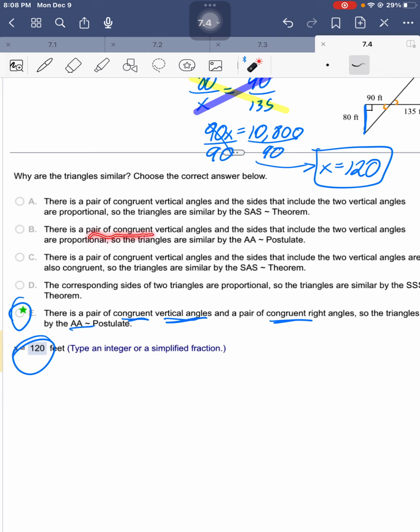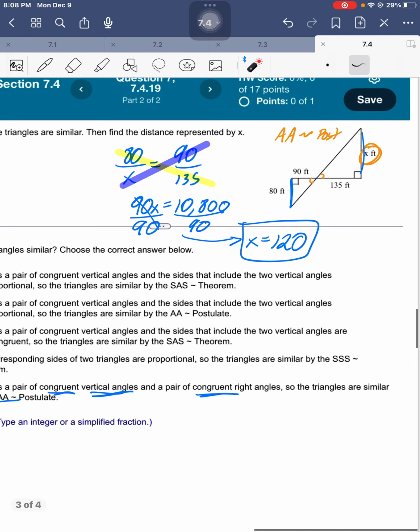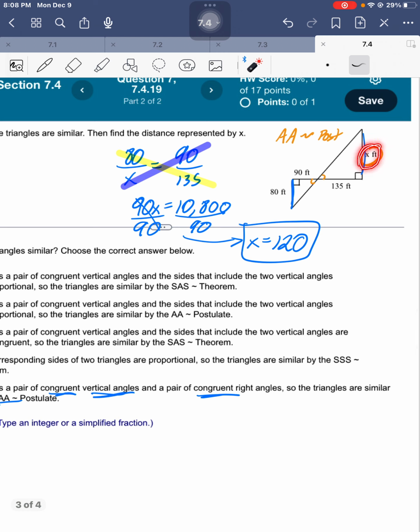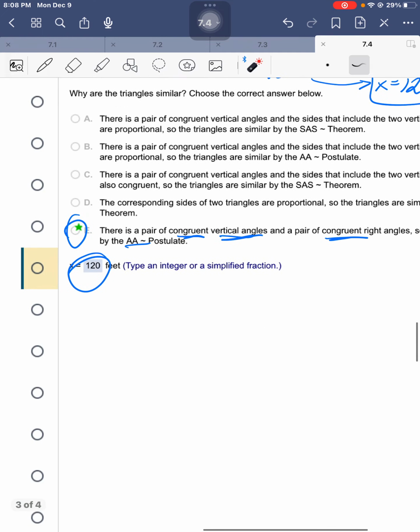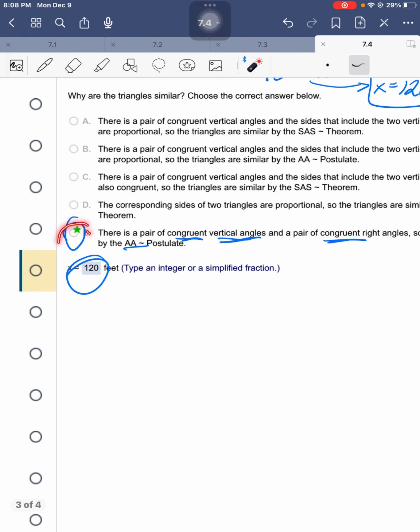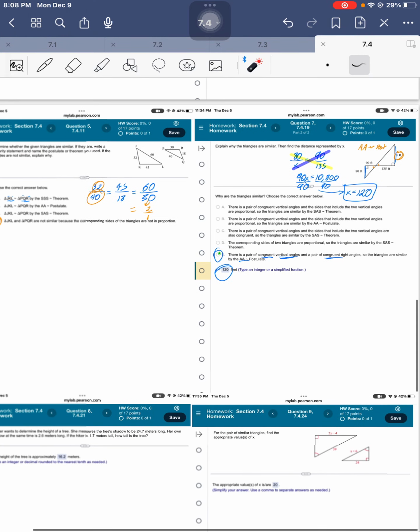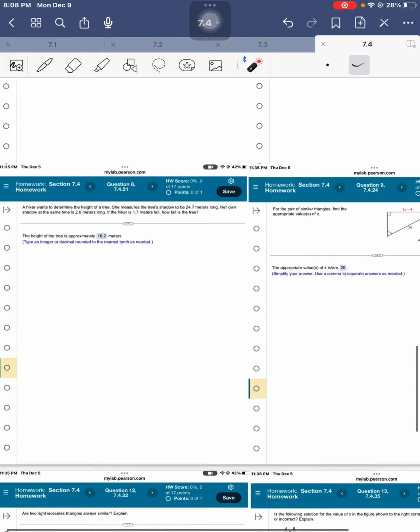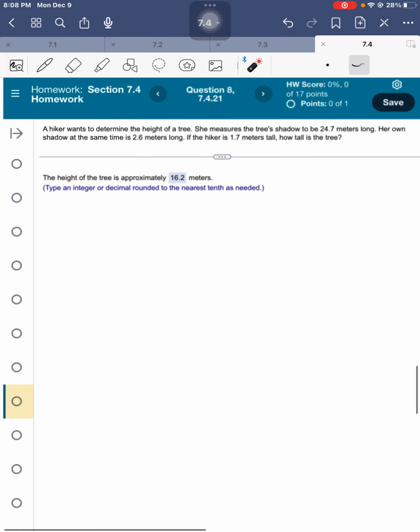Okay? So let's read this to see why it's not the correct answer. There is a pair of congruent vertical angles, okay, that's true, and the sides that include the two vertical angles are proportional. How can we know that unless we figure it out? How would we know that if this was x? We wouldn't be able to tell that. So that's impossible. So we have to do this one, okay?